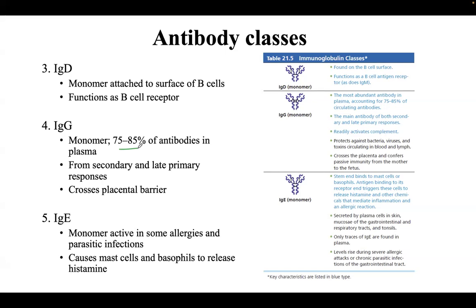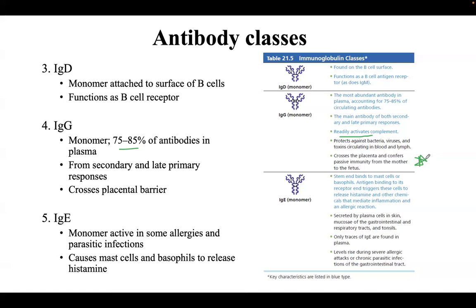Okay, so this also works in a very similar way to how M works. It activates the complement system and protects against viruses and bacteria. Also, this has a unique ability of crossing the placenta and conferring passive immunity from the mother to the fetus. So the fetus also needs protection. IgG is the only one that successfully crosses the placental barrier.